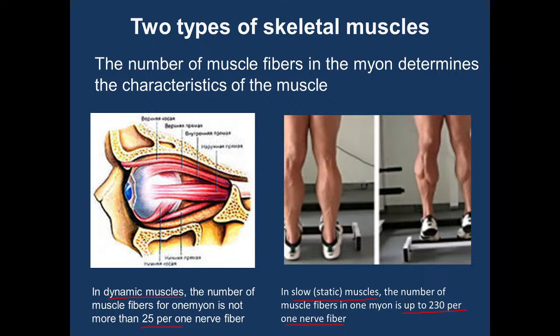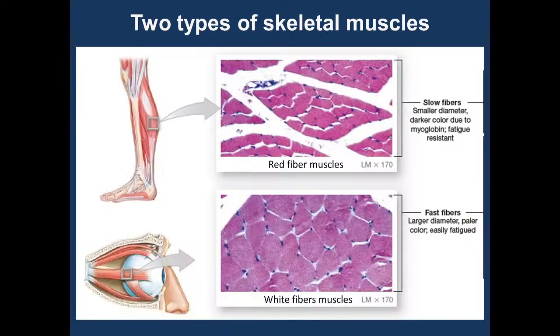Usually such muscles are the muscles of the leg and thigh. They are slow or static muscles, but dynamic muscles usually we could find in the oculus, inside of the orbita. And these types of skeletal muscles, I mean static and dynamic, we also call red fibrous muscles for static, but white fibrous muscles for dynamic, and they look different in histological specimens.